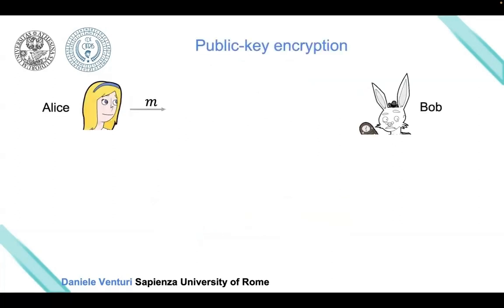So the goal is to introduce fully homomorphic encryption. Of course, before doing that, it's good to refresh our ideas on public key encryption. In public key encryption, Alice wants to send a message to Bob over an insecure channel, which is completely controlled by the adversary. In particular, the adversary can read whatever is sent over the channel, and Alice does so by means of a public key encryption scheme as follows.